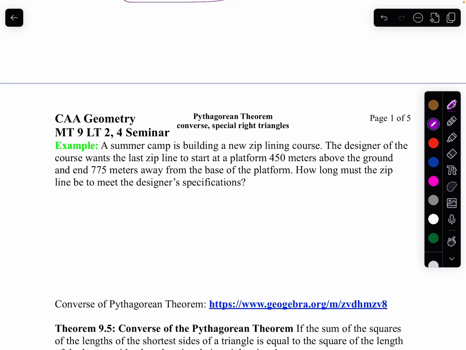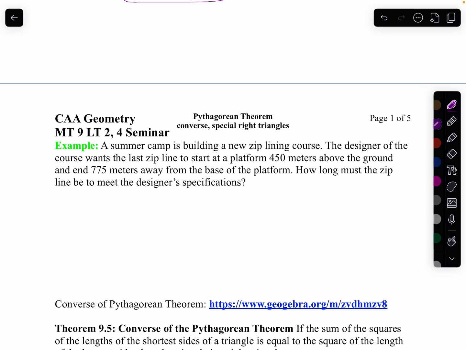Now, on our next example, we got this design question here. The question says, a summer camp is building a new zip line. The designer of the course wants the last zip line to start at a platform 450 meters above the ground and end 775 meters away from the base of the platform. How long must the zip line be to meet the designer's specifications?